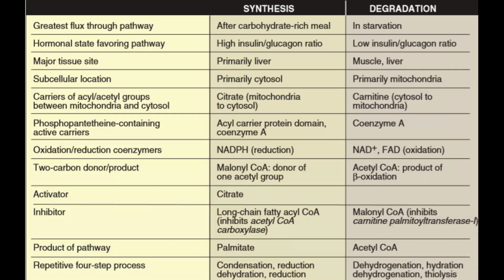Okay, before we finish, let's speak a little bit about the regulation. Synthesis is lipogenesis, degradation is lipolysis. Lipogenesis is greatest after a carbohydrate-rich meal, and degradation in starvation. A high insulin to glucagon ratio will increase lipogenesis. A low insulin to glucagon ratio is going to increase lipolysis. Synthesis of lipids is primarily in the liver, degradation is in the muscle and the liver. The product of lipogenesis is palmitate and the product of the degradation is acetyl coenzyme A.